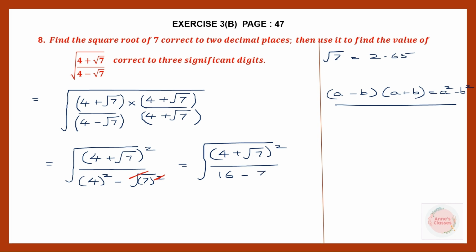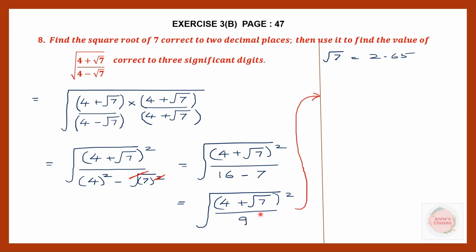So 16 minus 7. Now if we continue with that, what will we get? Again I'm leaving what is on top as it is. So this is 4 plus root 7 the whole square, and down we have 16 minus 7 which is 9. Now I'm going to continue this here. Again I'm writing what is in the numerator as it is, that is 4 plus root 7 the whole square, and down here I have 9.